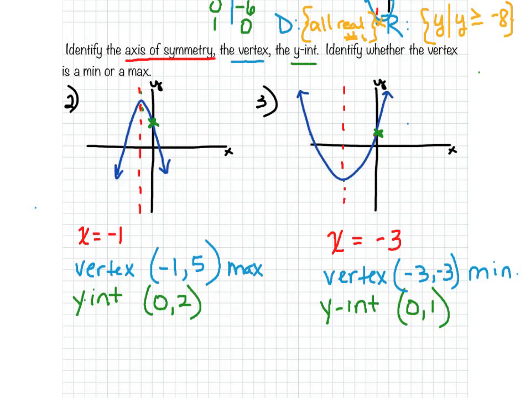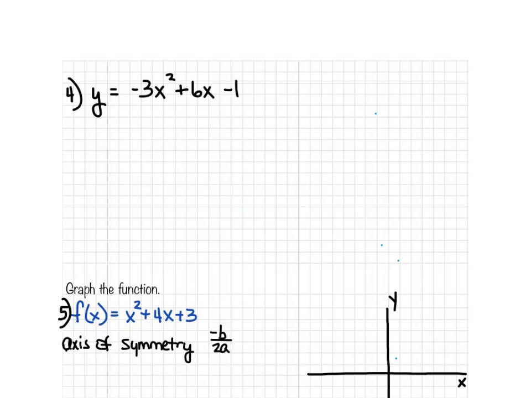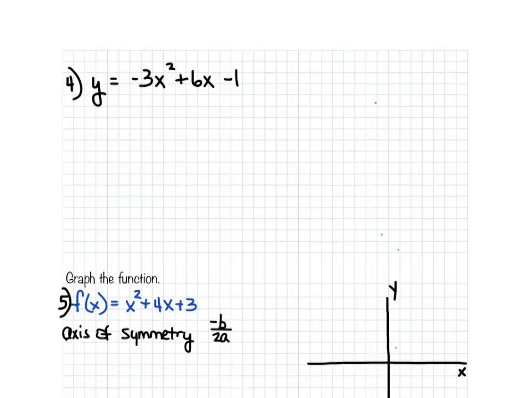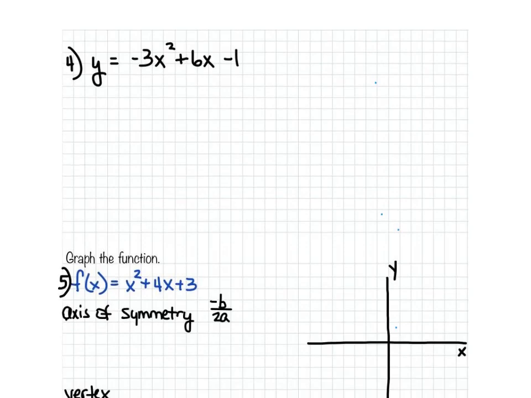Okay. Now what I'd like to do is go ahead and use the formulas to answer the same question. We're going to identify the axis of symmetry. We're going to identify the vertex. We're going to then identify whether the vertex is a minimum or a maximum, and we're going to identify the y-intercept. So, copy down number 4.